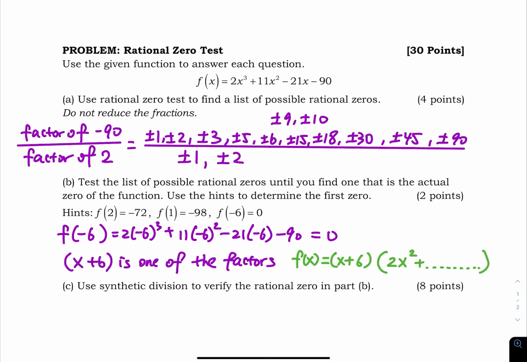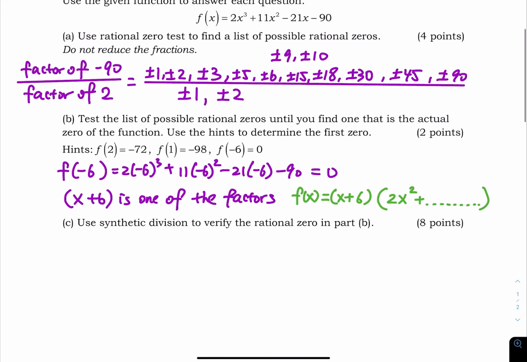Why do we use a 2 in here? Because the leading coefficient is a 2. When you have x times 2x squared, you have x to the third. But at this point, since I only have one of them, the rest I just don't know at this point. I will find out after the next part.